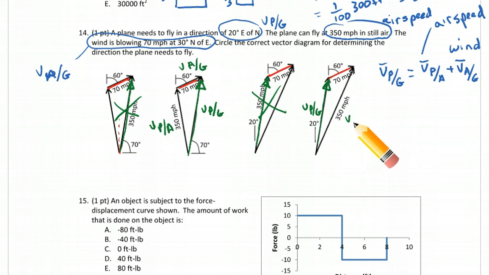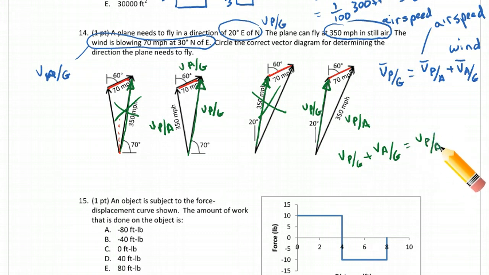Alright, so over here this is the velocity of the plane with respect to the air. We don't know its direction. Okay, so this diagram right here, if we look at head to tail, these two vectors are head to tail. This actually represents the velocity of the plane with respect to the ground plus the velocity of the air with respect to the ground, and we're saying that is equal to the velocity of the plane with respect to the air. Okay, this is not true. This does not match that equation, so this one is wrong.